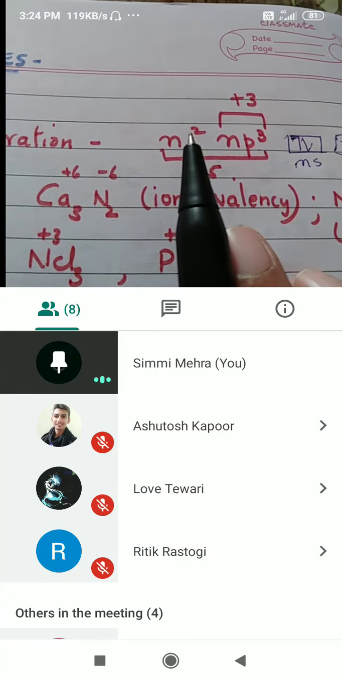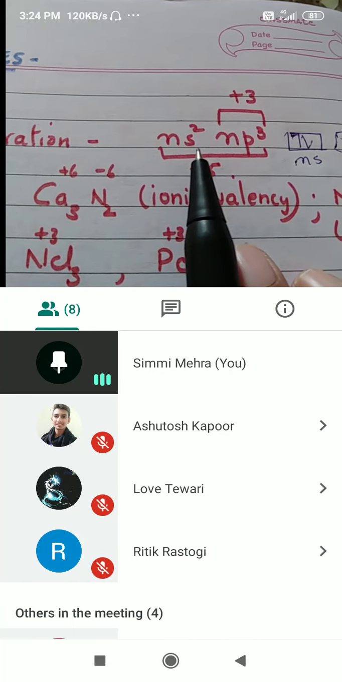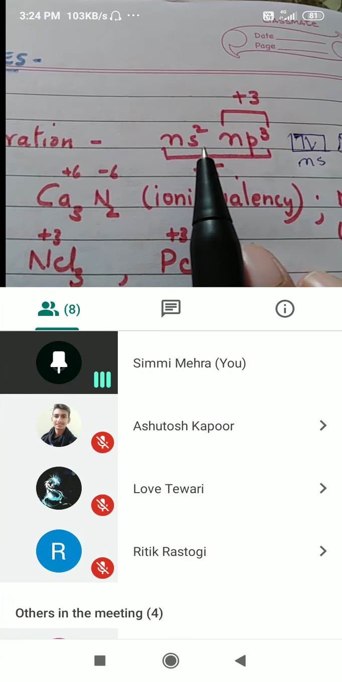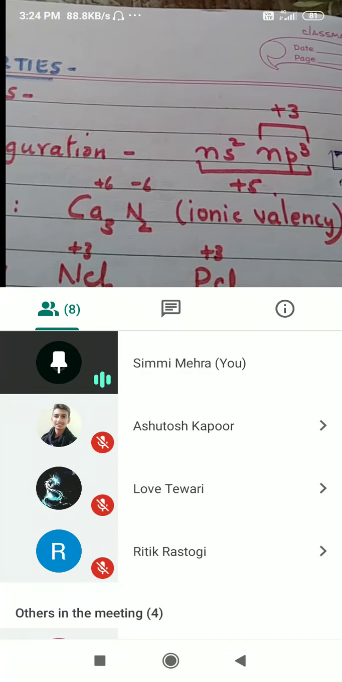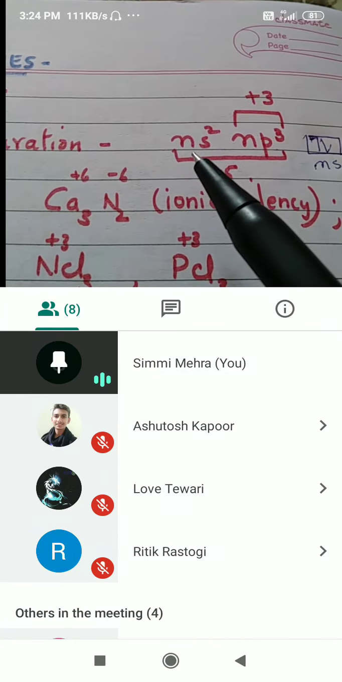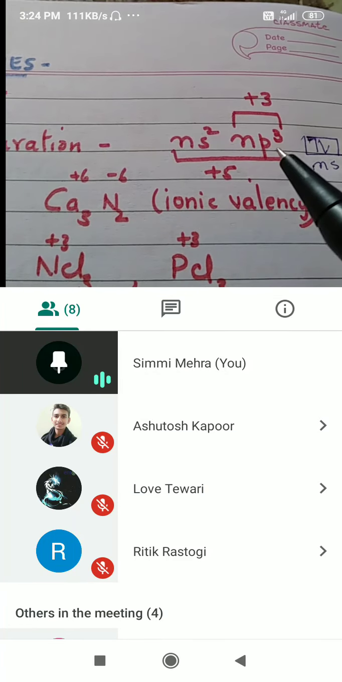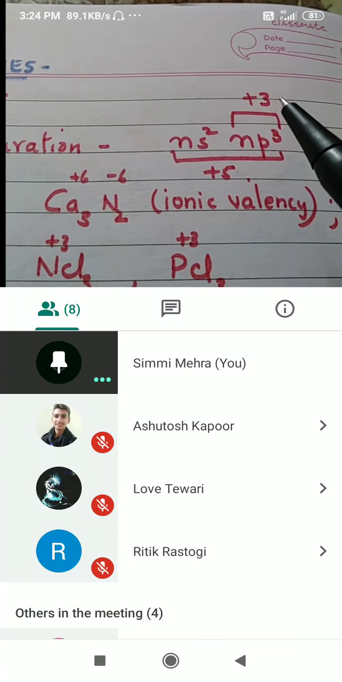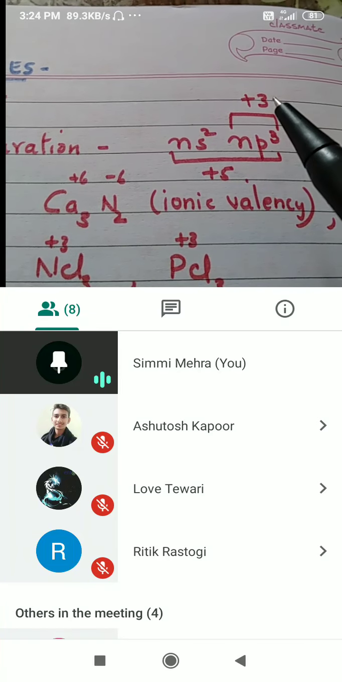Now, a very special effect takes place here. It is known as the inert pair effect. What is the meaning of inert? Non-reactive, non-responsive. So here, if s electrons do not participate in bonding, then the oxidation state shown by the element will be only +3.